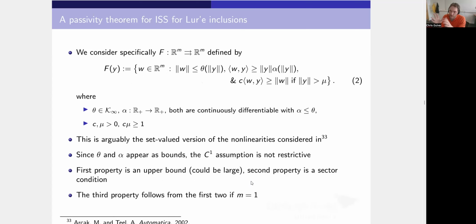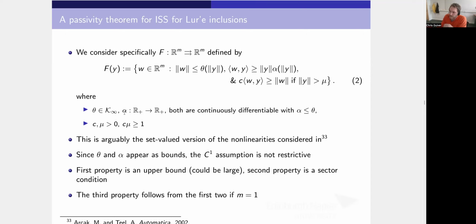So we're going to focus on a particular class of correspondences, defined in equation 2. So F of y are the w, if you like, the little f of y values, but they're set valued. So we just have w, which are bounded from above by some theta. They satisfy a sector condition, so w inner producted with y has some lower bound in terms of y. And then there is this alignment condition, this third condition, and I'll get to that in just a moment.